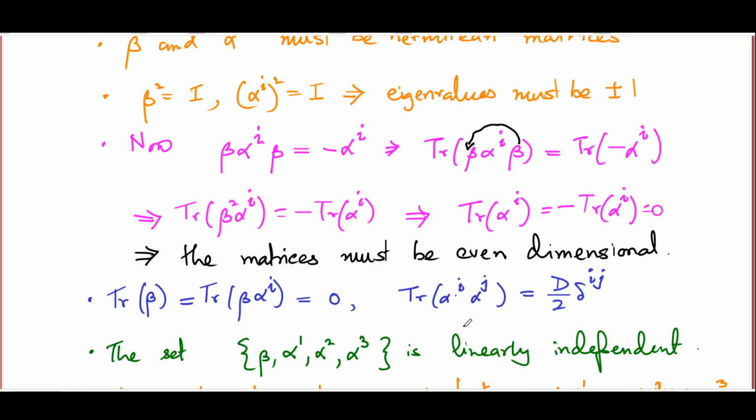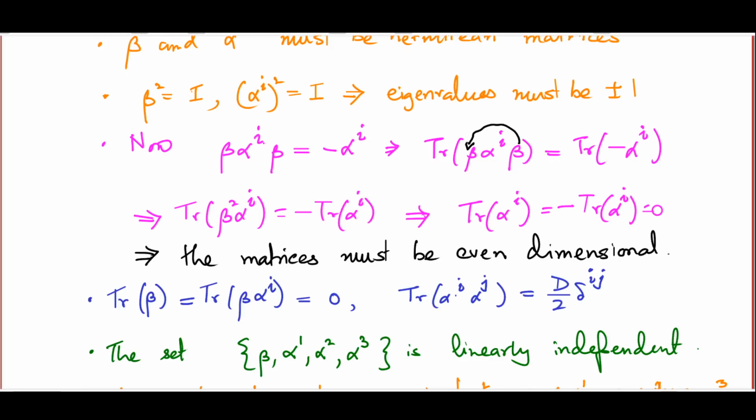Other useful results will immediately follow, in fact one of them I've already talked about, trace of beta is 0. Trace of beta alpha i is 0 is actually trivial from our demand that beta alpha i plus alpha i beta vanish. And of course, in addition to that, you have to use cyclicity of trace. If you use cyclicity of trace after taking the trace of the equation alpha i alpha j plus alpha j alpha i equals twice delta ij times the identity, what you would get is twice trace of alpha i alpha j on the left hand side.